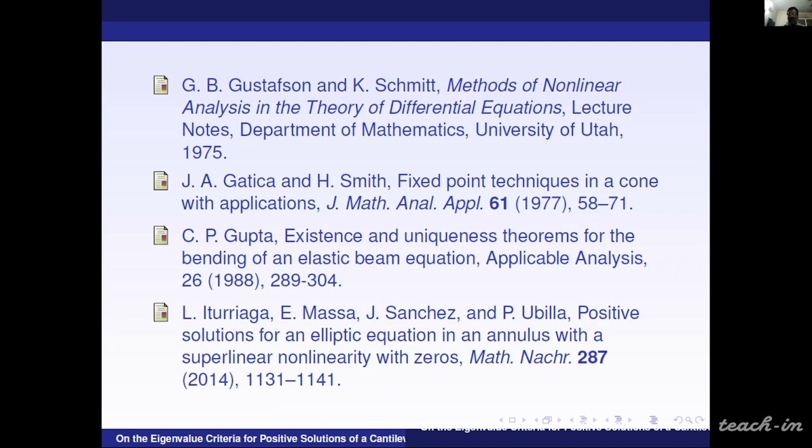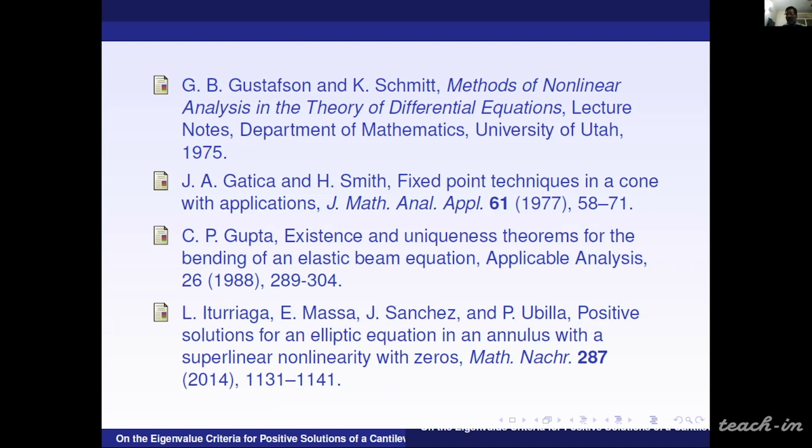To get an idea on the cantilever beam equation and the variety of boundary conditions there, one can refer to the paper by Chaitan P. Gupta, published in 1988 in the journal Applicable Analysis. Since then, the cantilever beam equation has attracted many authors, especially as a fourth order boundary value problem. There he has explained around 8 different conditions depending upon the positions of the cantilever beam.